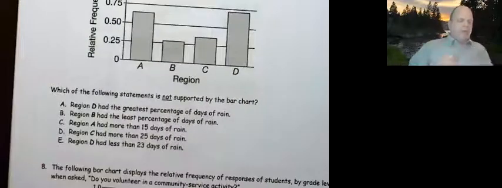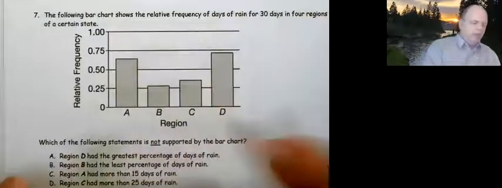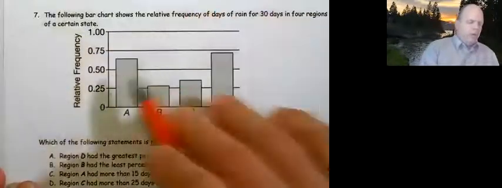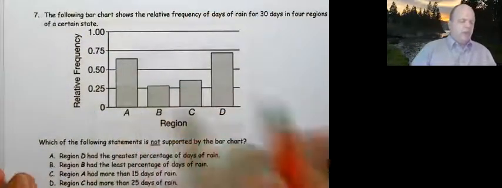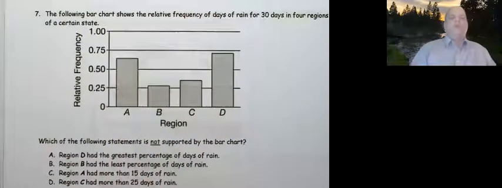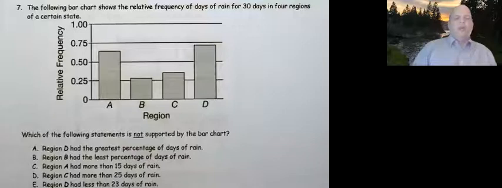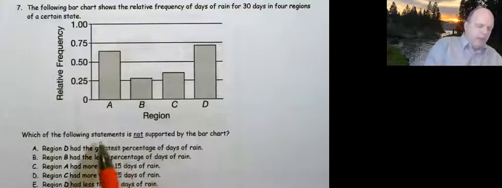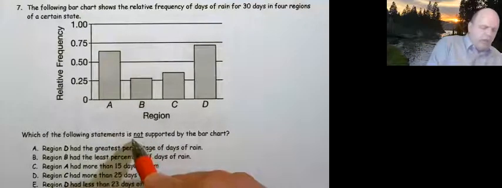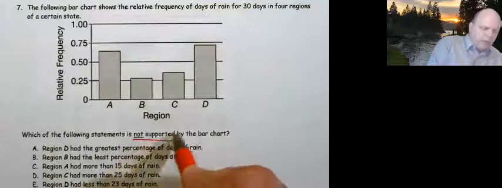The following chart shows the relative frequency of rain for 30 days in the 4 regions of a certain state. So we know that all of these were measured over a 30-day period. So region D had the greatest percentage of, I should go back to read this, which is not supported. So we're looking for not.